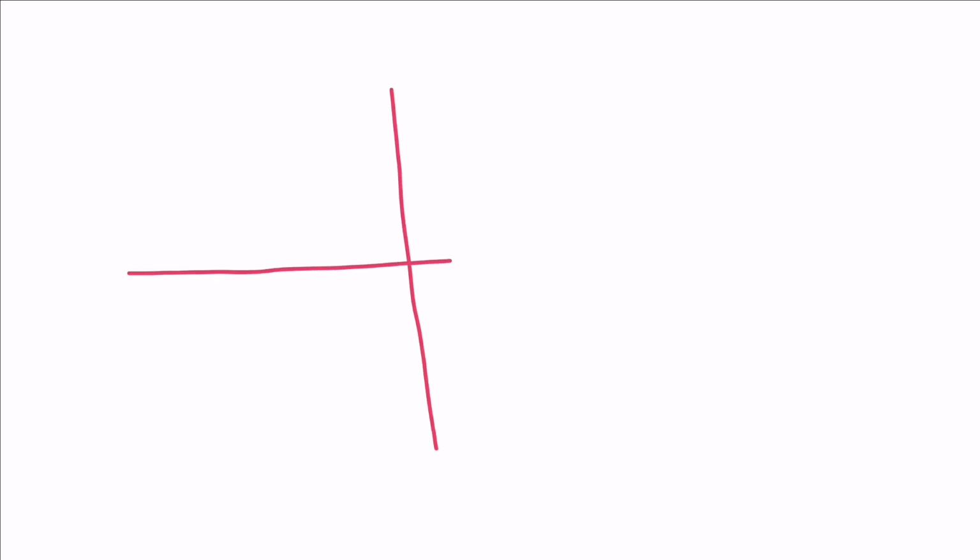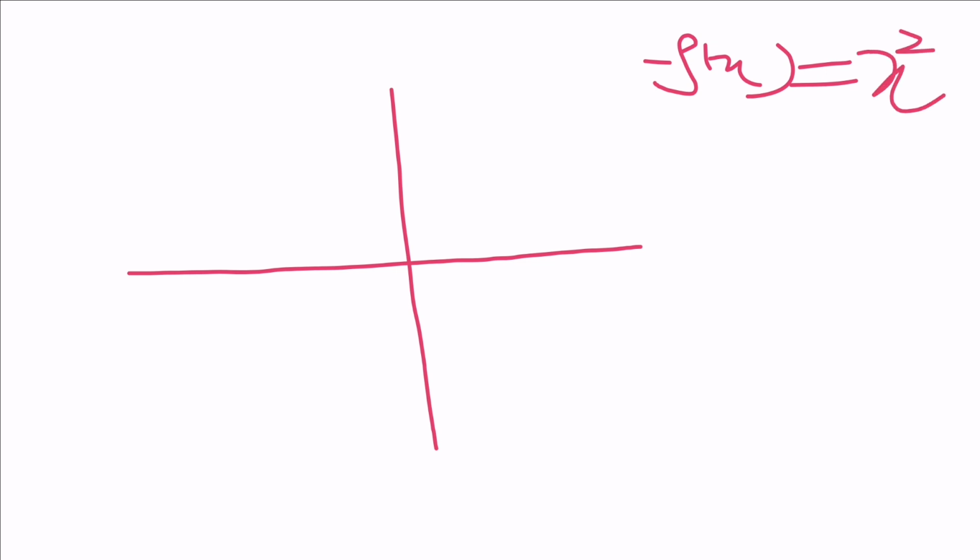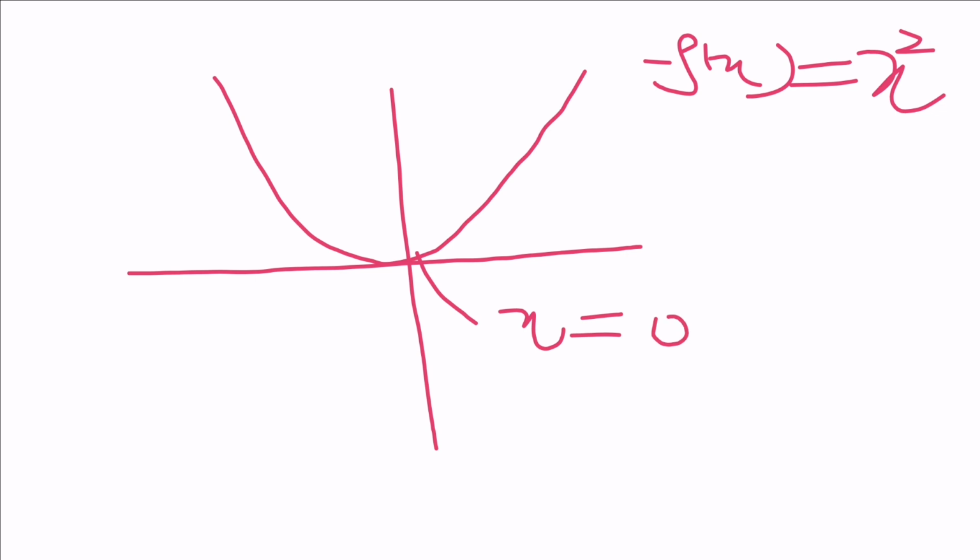For example, if we draw the function f of x is equal to x square, the graph will be like this. So x equal to 0, or f of 0, is a relative minima of the given function.